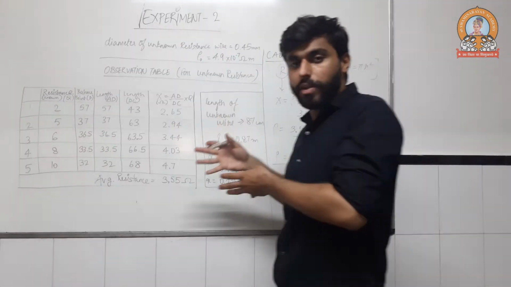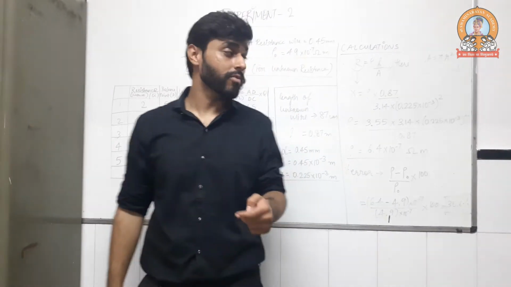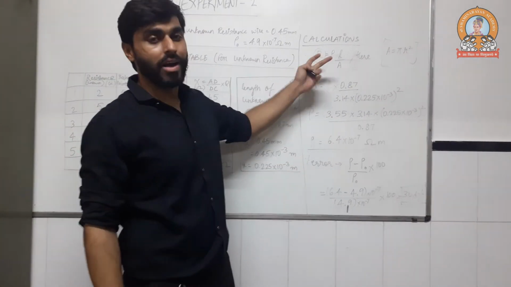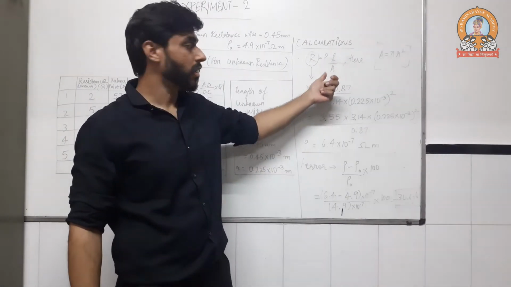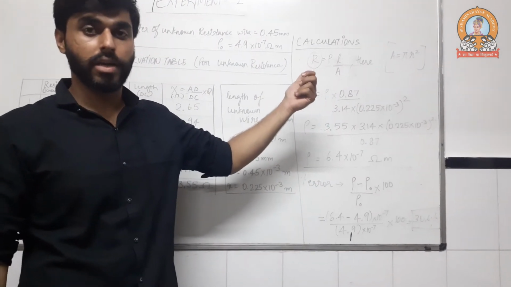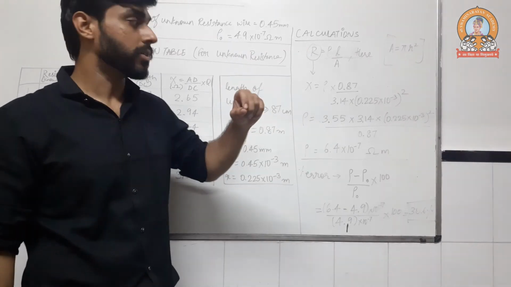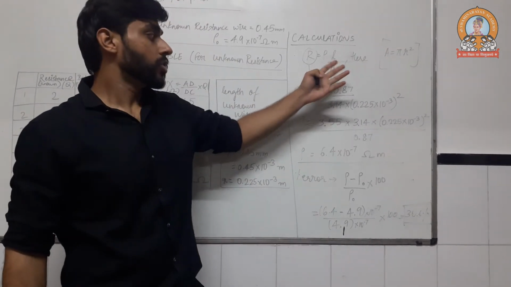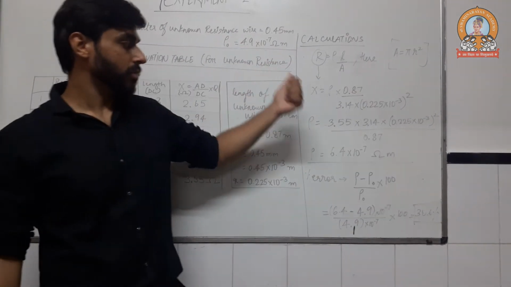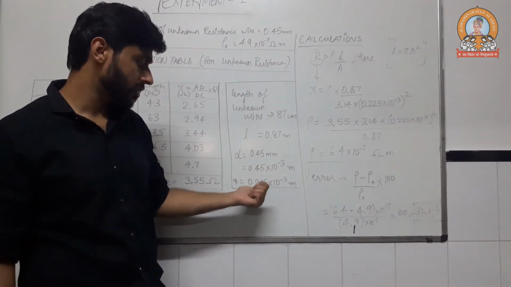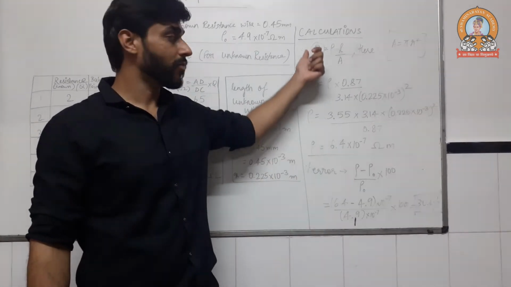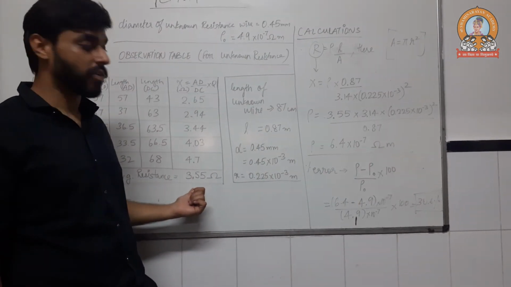We will find our resistivity by performing this experiment, and we will find the percentage error. How will we calculate? We know R equals rho L by A. Length is 87 centimeter, that is 0.87 meter. We will calculate the area from the diameter: divide it to get the radius, and find it out. We have X equal to 3.55 ohm.